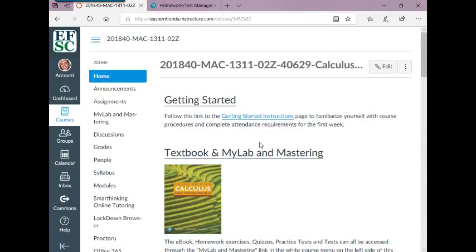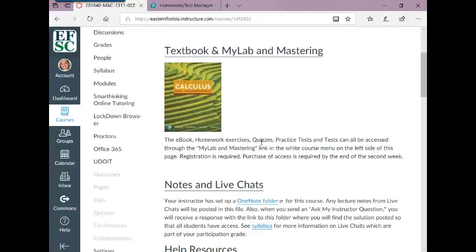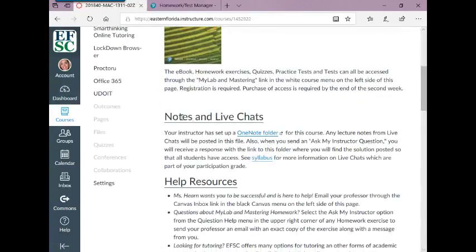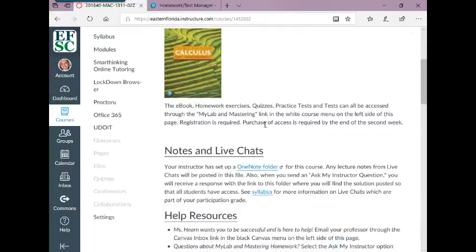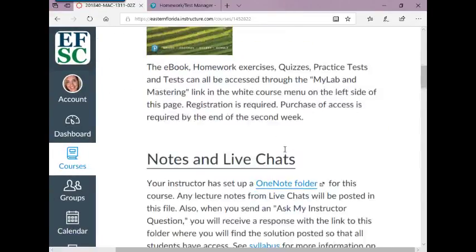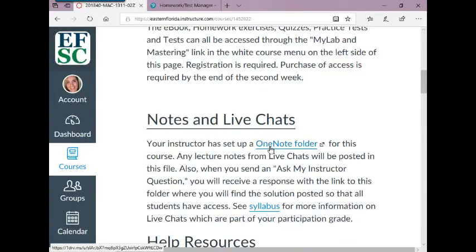Okay, so for students who are in my Mac 1311 class, I just want to show you that if you go to the Canvas classroom and scroll down on the home page to notes and live chats, there is a link. Let me make it a little bit bigger here so you can see it better. There's a link that says OneNote folder. It says your instructor has set up a OneNote folder for this course. Any lecture notes from live chats will be posted in this file. So that's where I'm going to be writing what I'm writing today in the live chat.